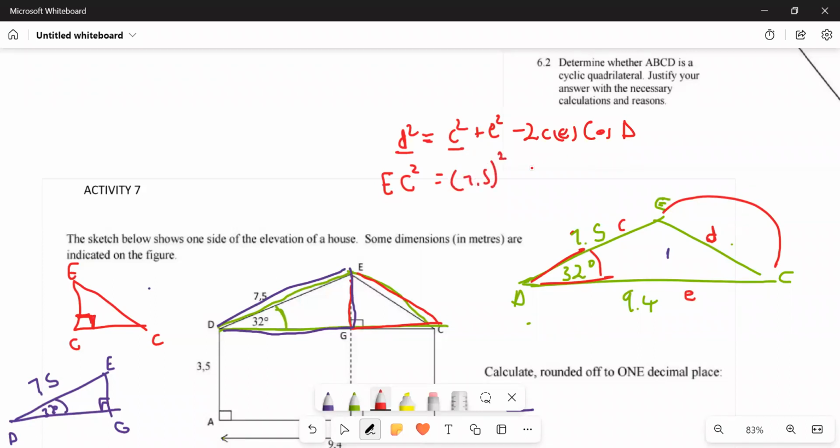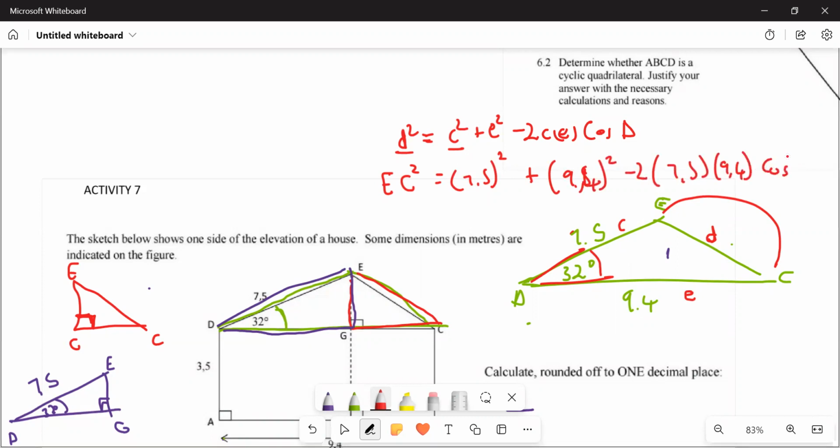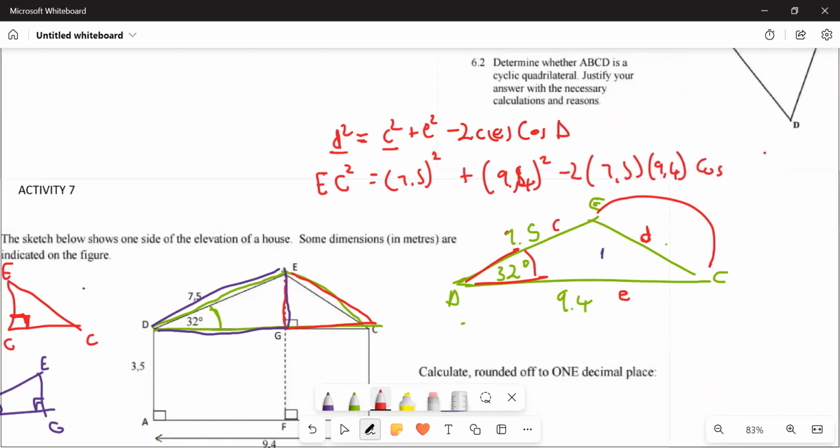It's 7,5 all squared again, plus 9,4 all squared again, minus 2 multiplied by 7,5 multiplied by 9,4. And then we have the cos of 32 degrees. Okay, we're looking for EC again, root. And then we're going to type this in our calculator.